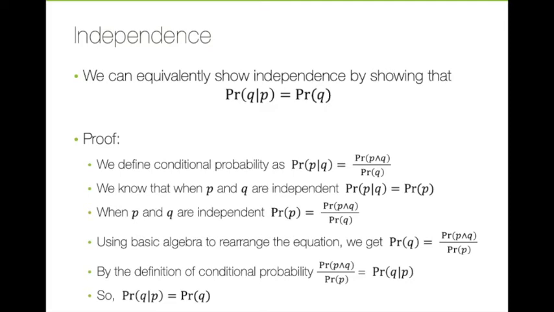Now we're going to look briefly at a proof of why both of these versions of the formal rule for showing independence work. And the benefit of going over this informal proof is that it helps you see how we can use basic algebra to rearrange some of our probability equations and to see the relationships between different probabilities.